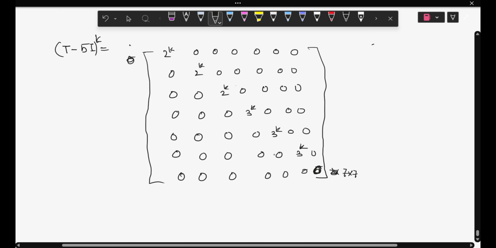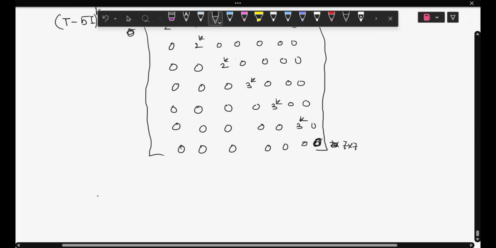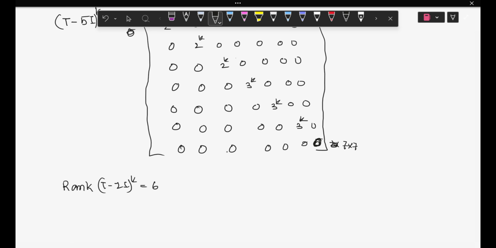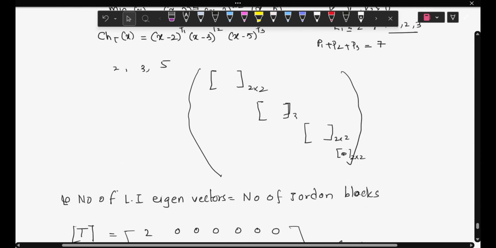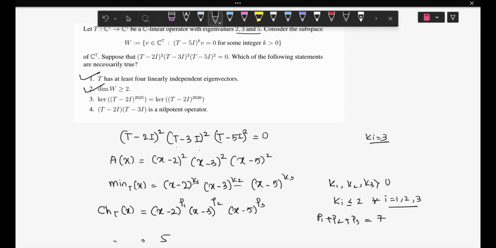So, in that case, now note that the rank of (T minus 2I) whole to the power k is 6, as it has 6 non-zero linearly independent rows as well as columns. So its rank is 2. So hence the nullity of (T minus 5I) whole to the power k is 1. So the dimension of W is exactly 1, which is not greater than or equal to 2. So this option is not correct.